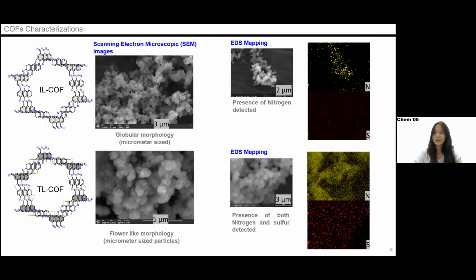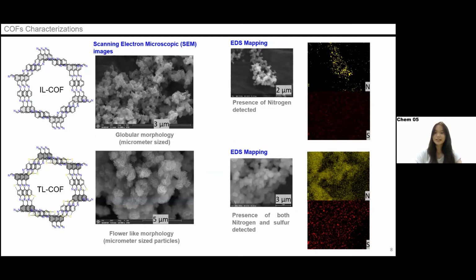From SEM images, it was observed that both COF particles are micrometer sized, where the IL COF appeared globular shaped and the TL COF appeared with flower-like morphology. And both COF particles were aggregated. These two COFs show different morphology, and morphology is very important when using the COF for some applications.